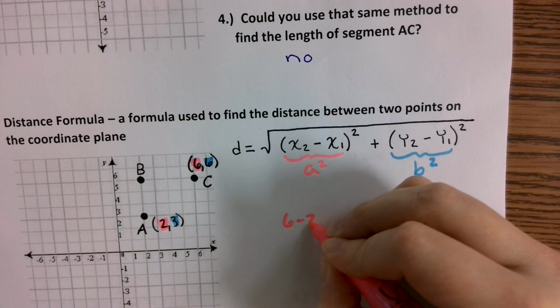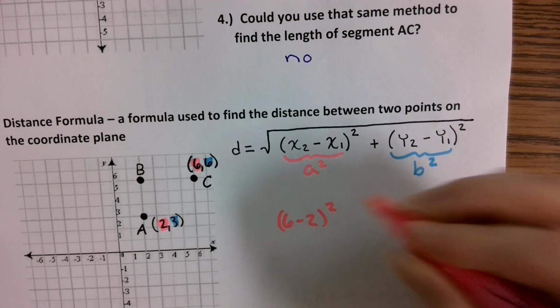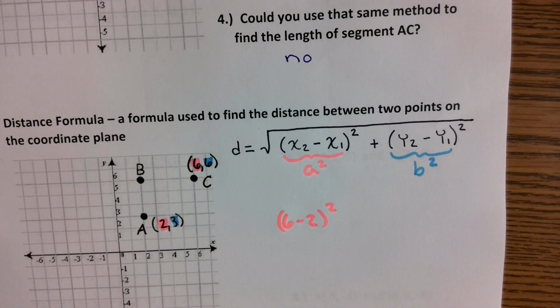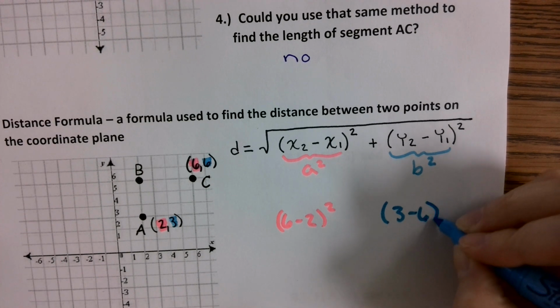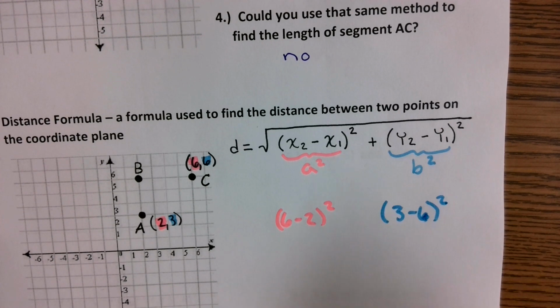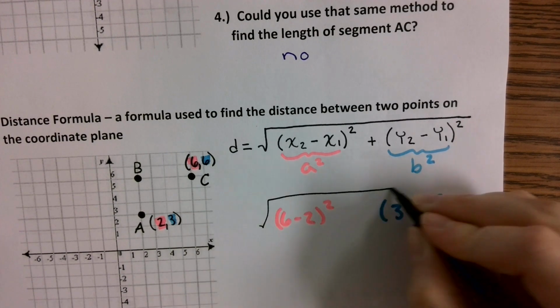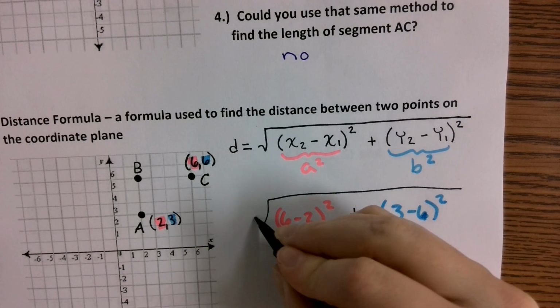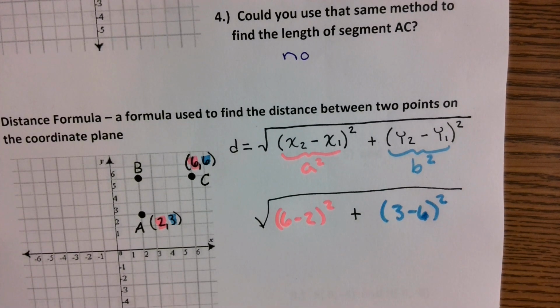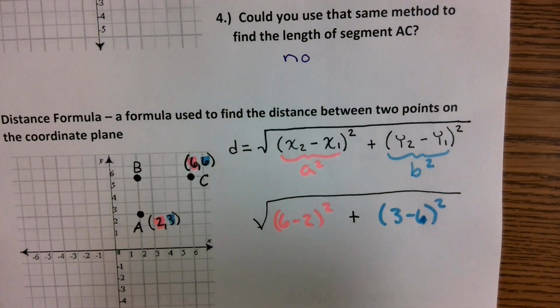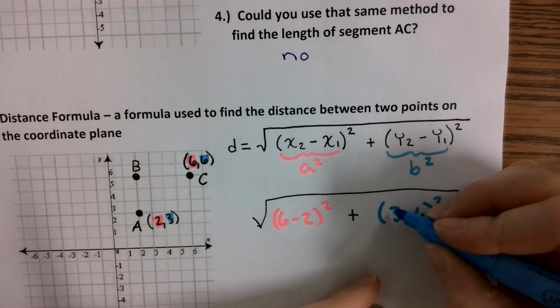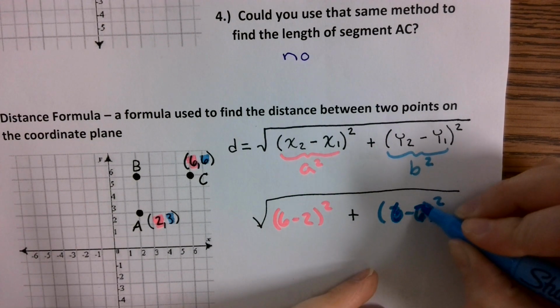6 minus 2, and then I will square those. And then 3 minus 6, if I decide I'm going to keep it within the same order, and square that value. And of course, in between, I still have the addition sign, and I'm taking my square root. It doesn't matter. I'm keeping it in the same order because I did 6 minus the 2. Oops, sorry. Yeah, 6 minus 3. Sorry, my bad. 6 minus the 3.